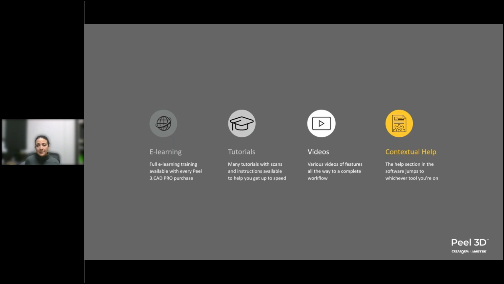Videos. As you hover over many of the tools in the software, you'll notice little pop-up videos explaining what each major tool does. And finally, contextual help. As with every Creaform and Peel help section, the contextual help jumps to the exact tool you're currently using so that you can learn as you work. And lastly, we do have web training, which is not included in the purchase of the scanner, but this 2-hour web training with an application engineer can be purchased at any time through our website.